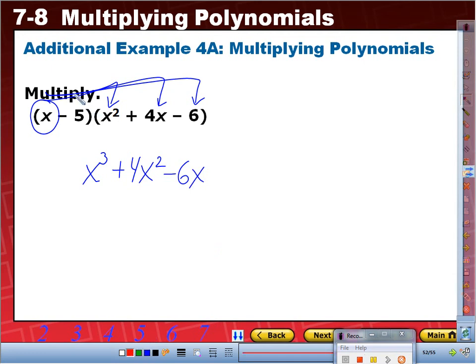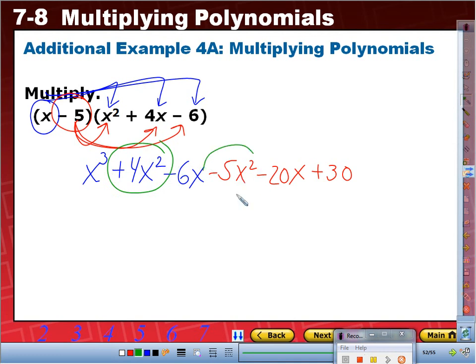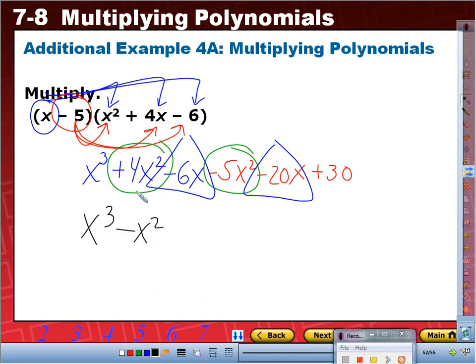What is x times -6? -6x. Next, I go to the second term. -5 times x squared. -5x squared. What is -5 times positive 4x? That's -20x. And -5 times -6, that's positive 30. From there, can we combine anything? This one and this one? How about this one and that one? Everybody see that? So, x cubed minus x squared, yes? Minus 26x, and at the end, plus 30.